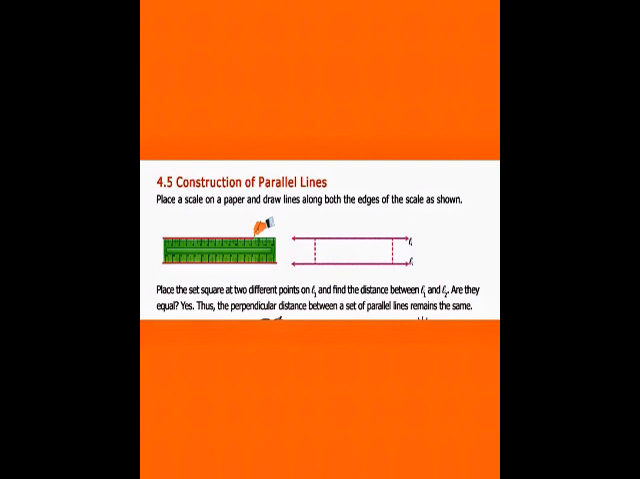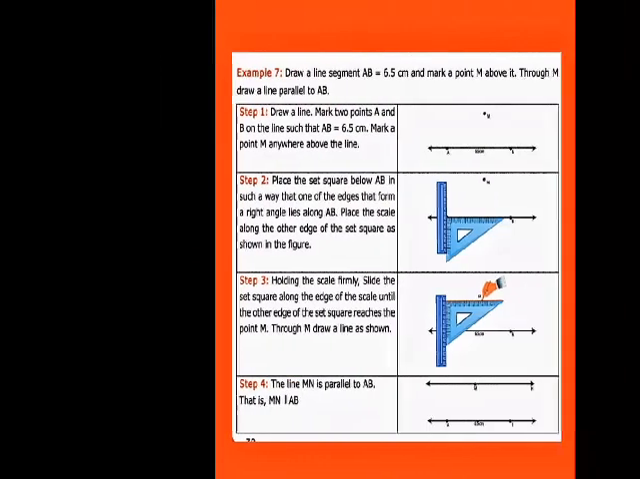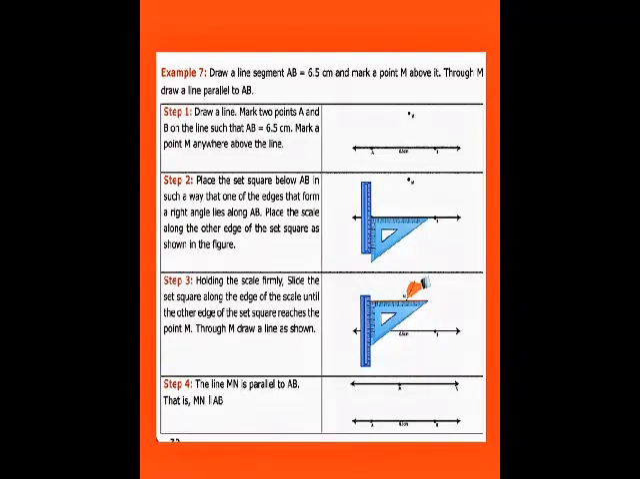Now we will see how to construct parallel lines. First, example 7. Draw a line segment AB equal to 6.5 cm and mark a point M above it. Through M, draw a line parallel to AB. So first we want to draw the line segment AB equal to 6.5 cm and mark a point M above the line.